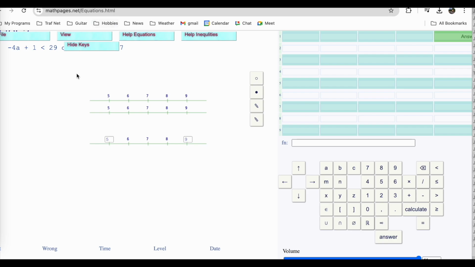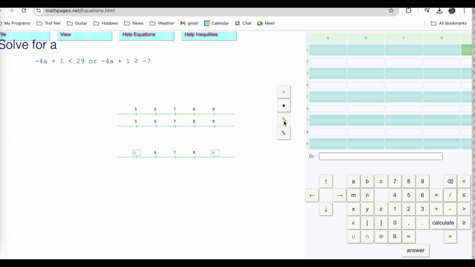I am going to subtract 1 from both sides. That gives us negative 4a is less than 28. We have negative 4a is greater than or equal to negative 8. Then I want to divide both sides by negative 4, and that's going to flip the direction of this relationship in both cases. Divide this side by negative 4, we have positive a. Divide 28 by negative 4, we have negative 7. Over here, divide this side by negative 4, we have positive a. Divide negative 8 by negative 4, and that gives us positive 2.